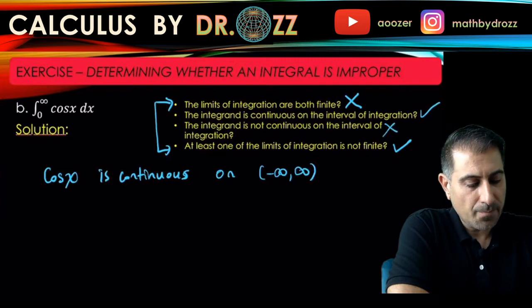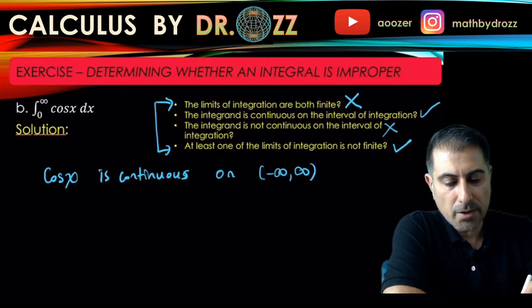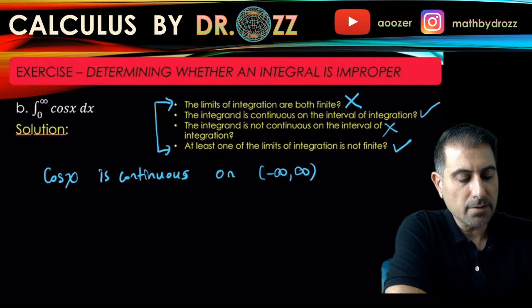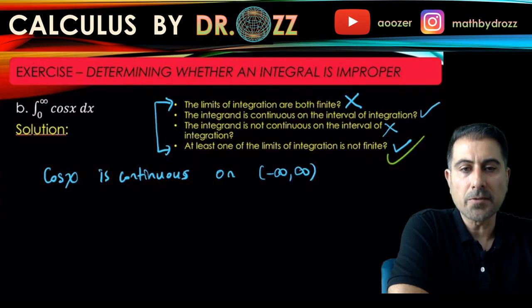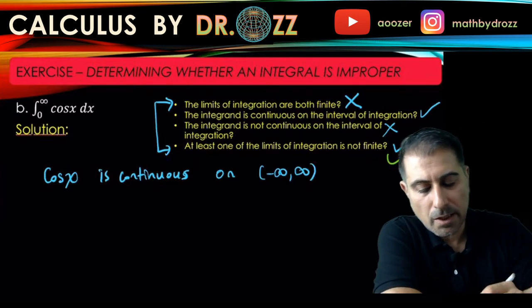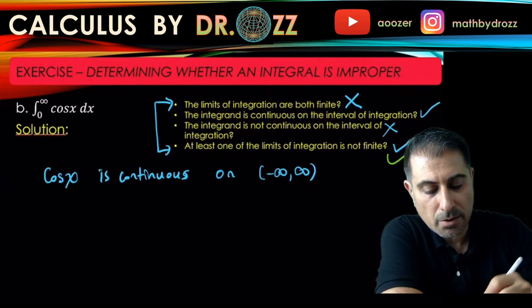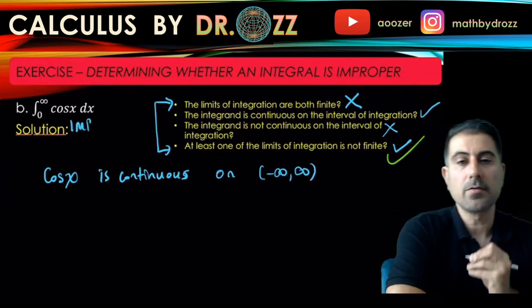So since this condition is satisfied, right? Since I answered that question as yes, since one of the limits of integration is infinity, this makes this integral improper. Okay, so I'm going to go back here and write that this is an improper integral.